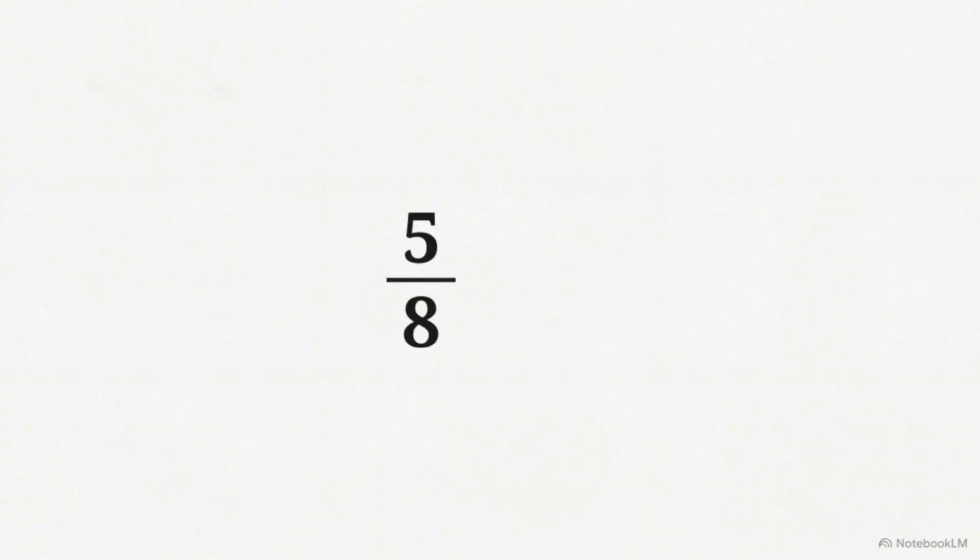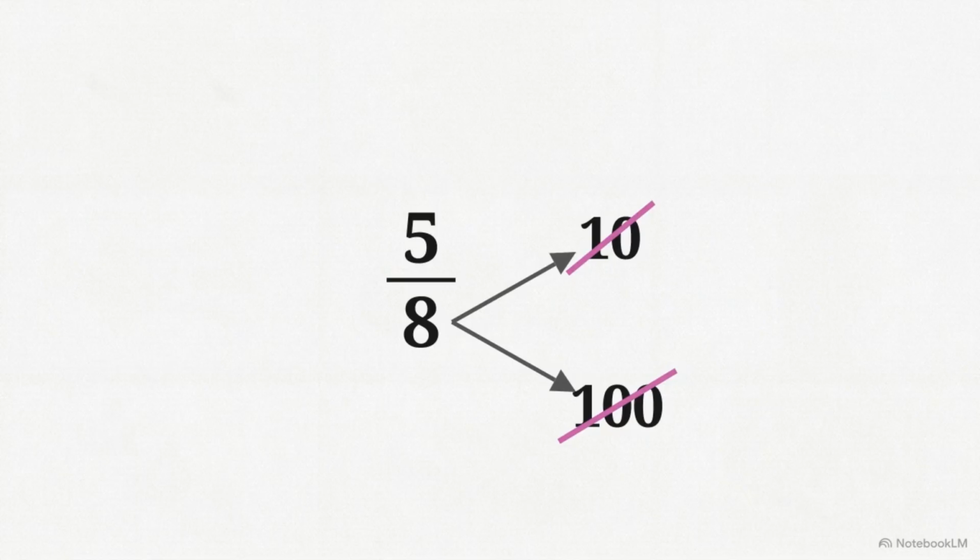Eventually, you will encounter a fraction like 5/8. 8 doesn't neatly multiply into 10 or 100. When scaling up fails, we use the literal definition of a fraction. The fraction bar is actually a division symbol. The most common mistake here is putting the larger number inside. You are dividing 5 by 8, so the top number goes inside the bracket and the bottom number goes outside.